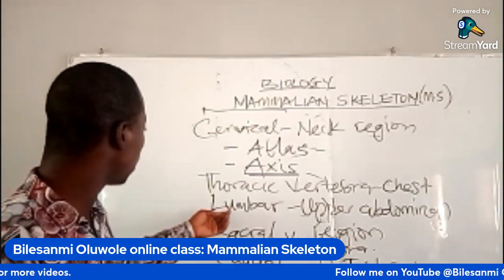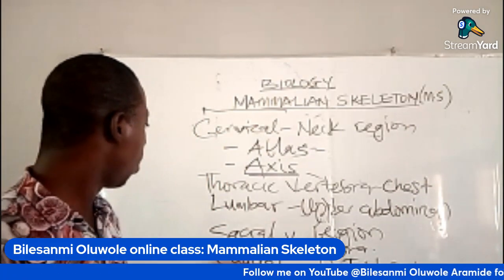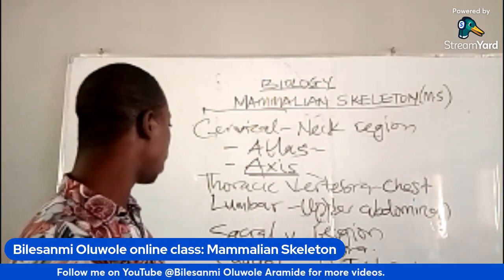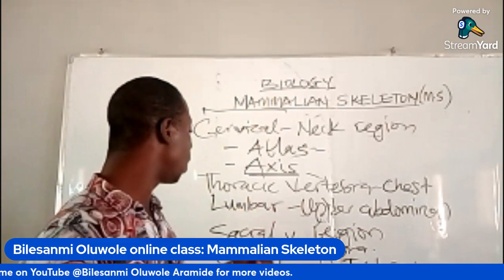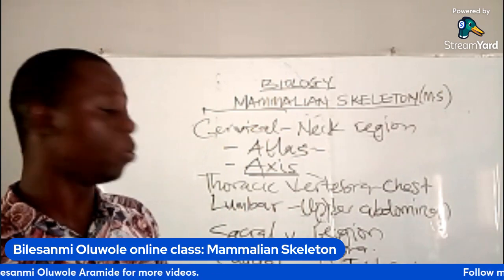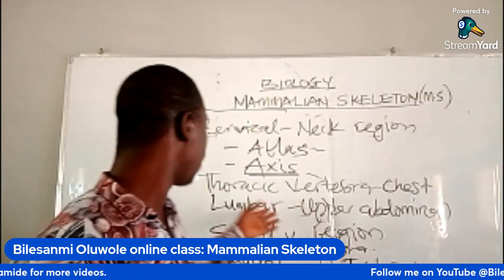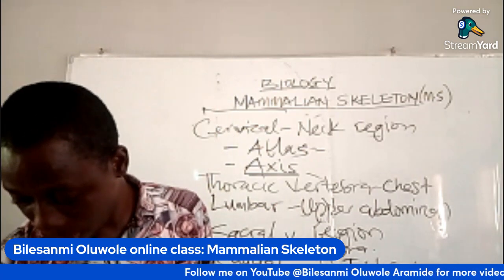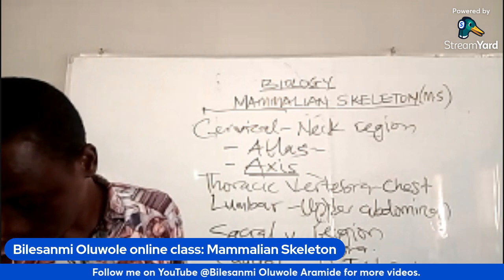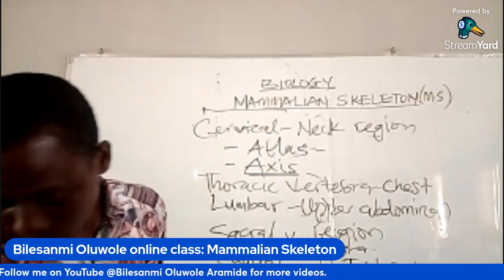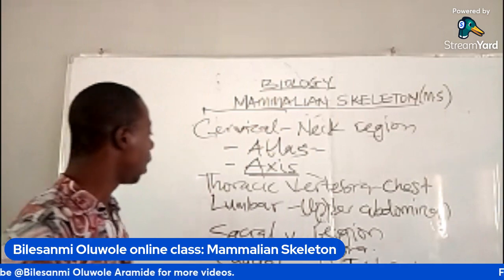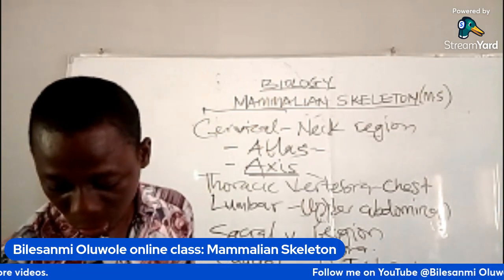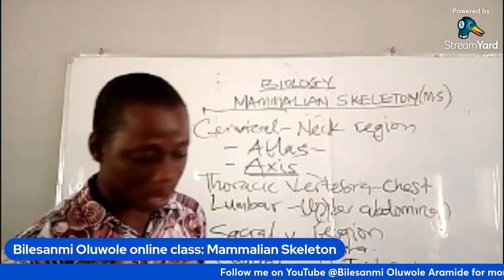Then now let us look at the lumbar. Lumbar are meant for the attachment of the internal organs. Then also they are the ones that carry the weight. Almost all the weight of the body is borne by the lumbar vertebra. And also for the attachment of the abdominal muscles. Then sacra. Let us go to sacra. The function of the sacra.